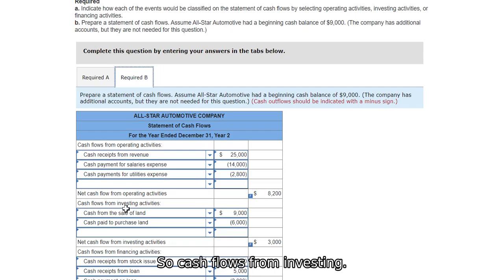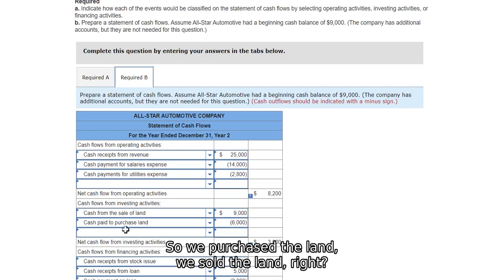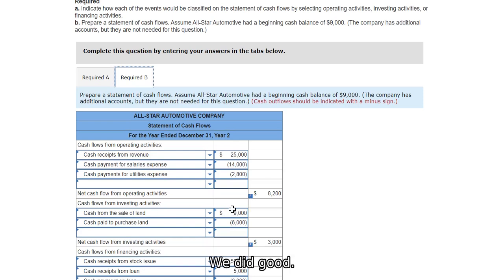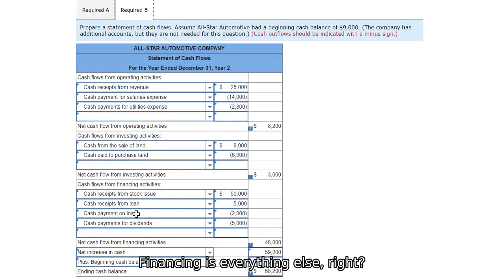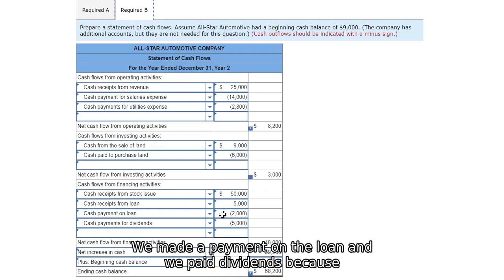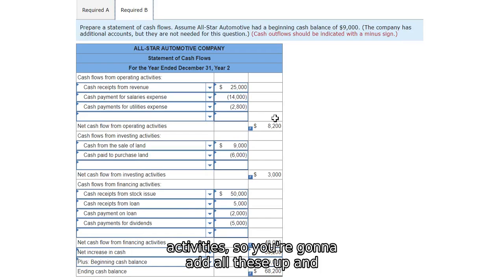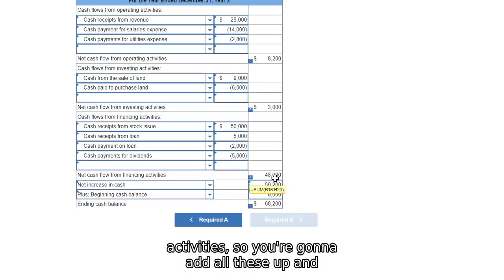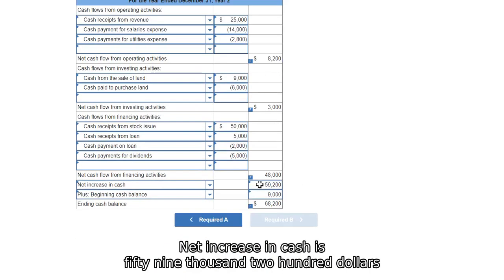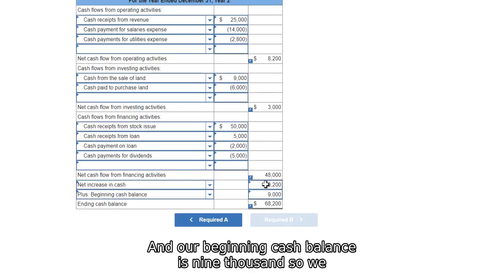Okay, so cash flows from investing. So we purchased the land, we sold the land. Right? We did good. We made $3,000 on the land. That's great. Okay, so that's investing. Financing is everything else, right? We issued stock, we got money from the loan, we made a payment on the loan, and we paid dividends because dividends are not an expense. Okay, so we have net cash flow from financing activities. So you're going to add all these up. And net increase in cash is $59,200.